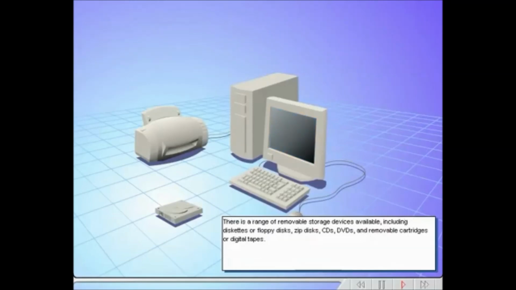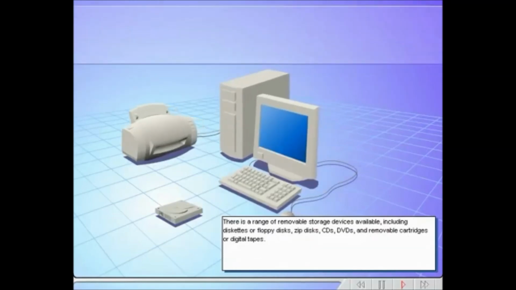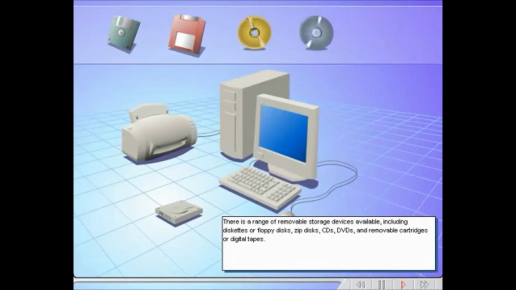There is a range of removable storage devices available, including diskettes or floppy disks, zip disks, CDs, DVDs, and removable cartridges or digital tapes.